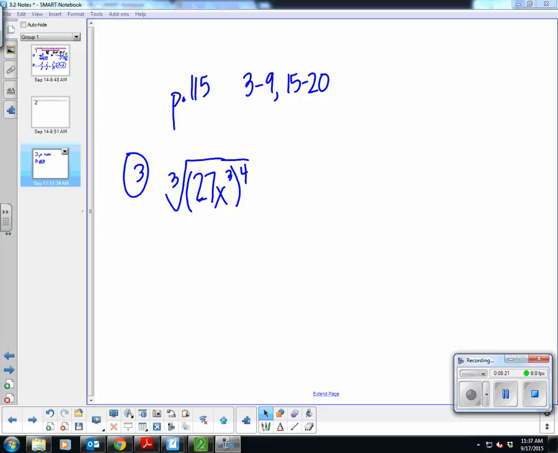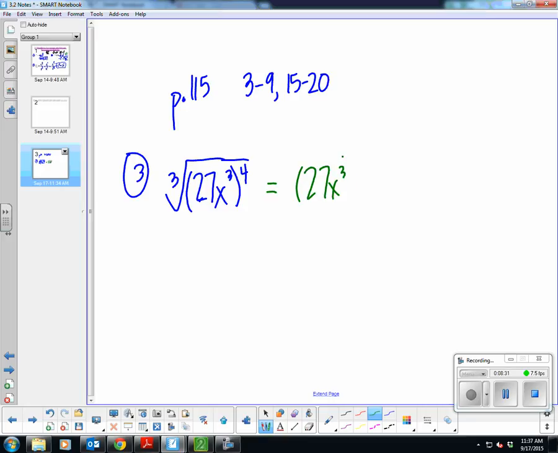So if you remember power over root, then we can rewrite this as what? 27x cubed to the what power? Because it's this power over this root. So it'll be 4 over 3. You could, and then you just have to do each of those over the root. Okay?